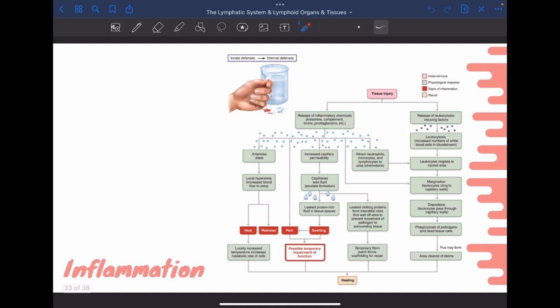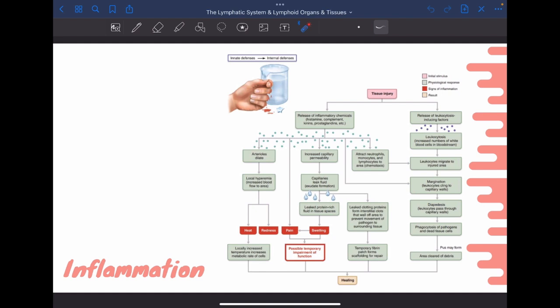So this is the general schematic of tissue injury. As we said, when I have a tissue injury, be it because of a pathogen, because of a trauma, because of chemicals or whatever, this will result in inflammation. Acute inflammation is marked by 4 hallmarks, cardinal signs: heat, redness, pain, and swelling.